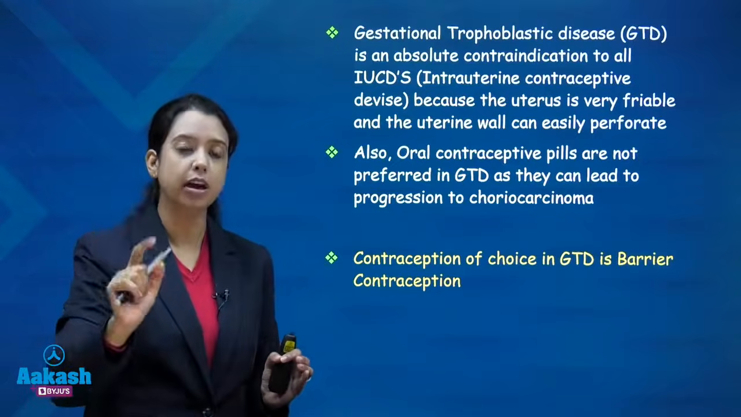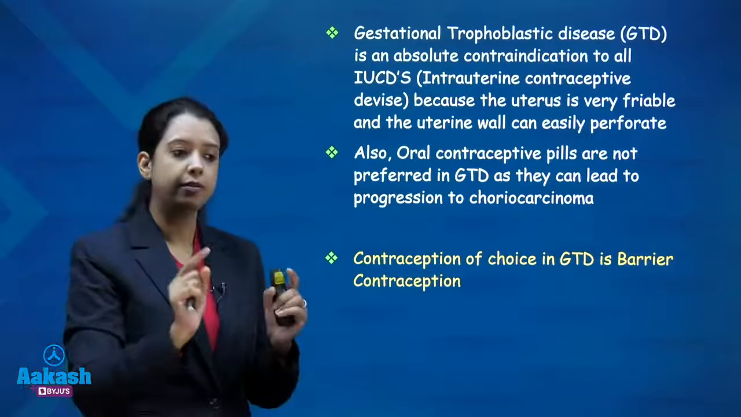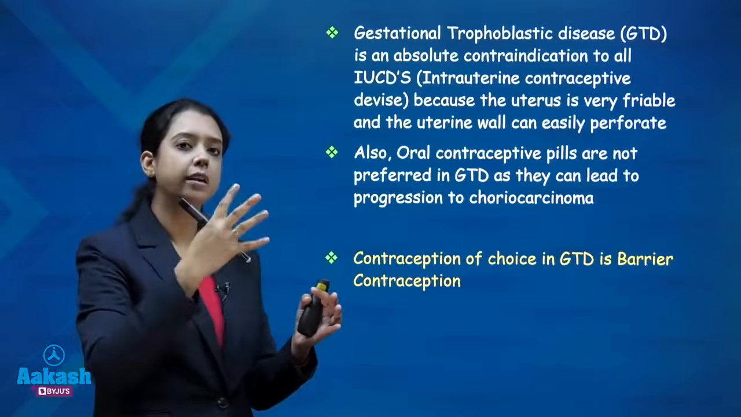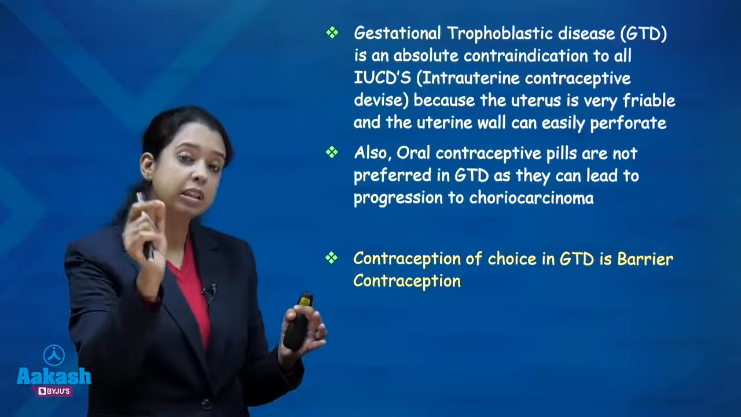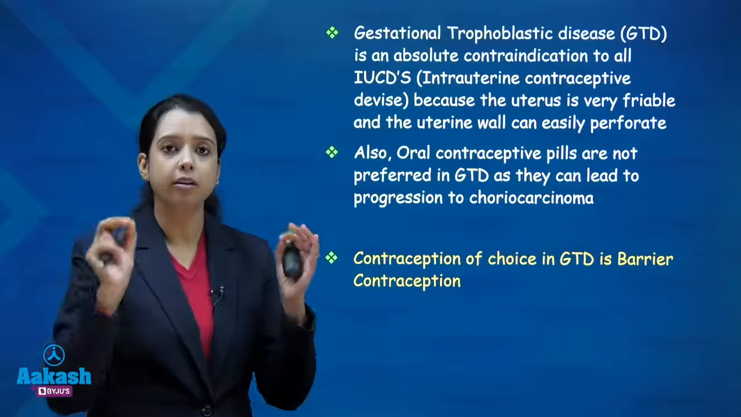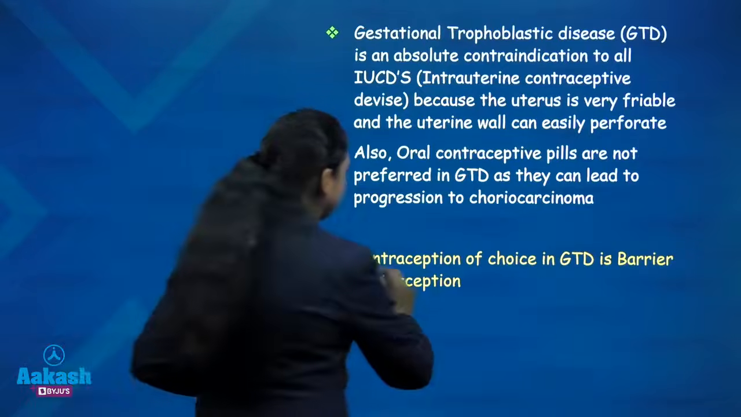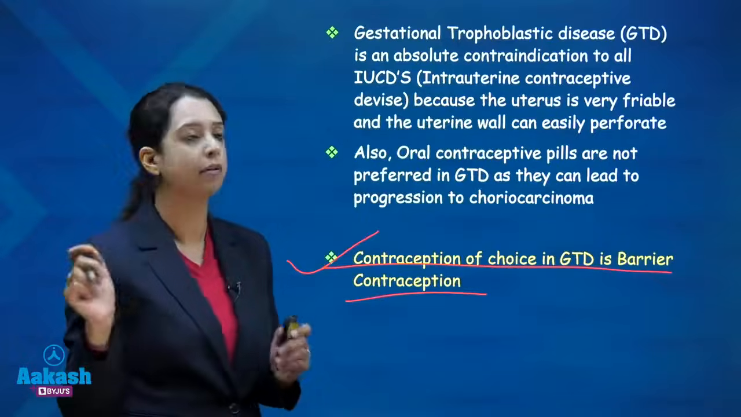In fact, in GTD, OCPs are also not given because it has been seen that if you give a GTD patient OCPs, the chances of converting that trophoblastic disease into choriocarcinoma are high. So that is why OCPs are also contraindicated in gestational trophoblastic disease. The contraceptive of choice in GTD is actually barrier contraception. Remember this: in GTD, barrier contraception is the contraceptive of choice.